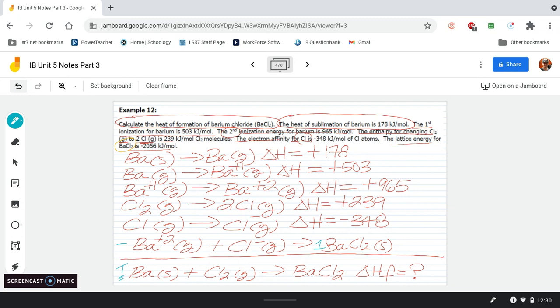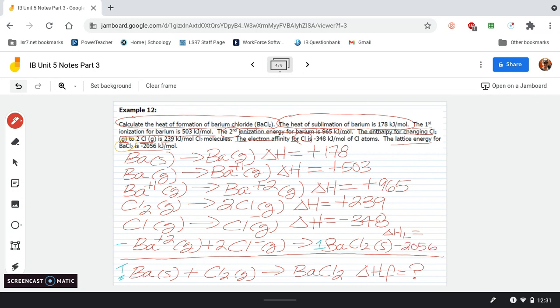And so I'm going to have to put in a 2 to satisfy those chlorines, to get those chlorines to balance. That's kind of a bad looking 2, so it's going to look like that. Okay, now, what was the delta H here? My spacing is a little bit bad, so we're going to say the delta H of the lattice equals, and it said it was negative 2056.